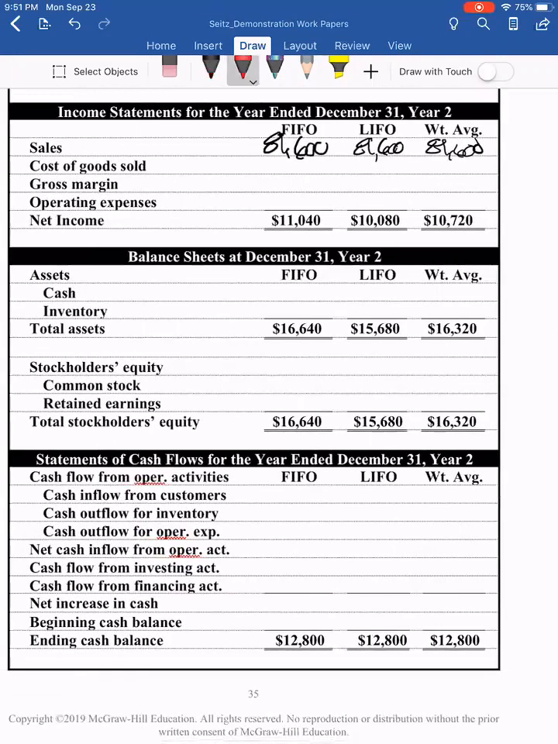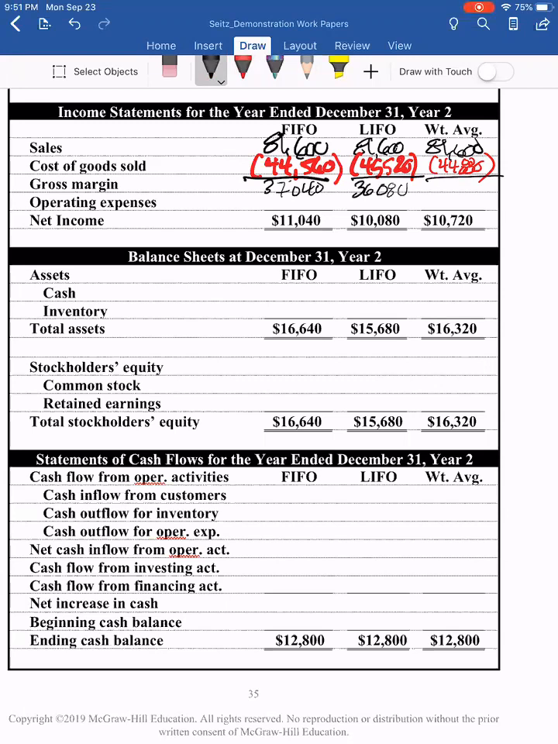This is where the cost of goods sold changes. This is where our income statement will change. So we calculated 44,560 for FIFO. We calculated 45,520 for LIFO, and we calculated 44,880 for weighted average. That's what's going to change the whole direction of this financial statement. Notice our gross margin will be different now because of it.